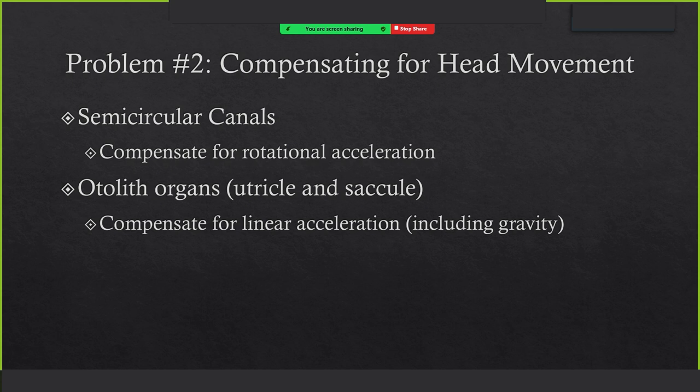So the semicircular canals compensate for rotational acceleration with that lovely inertial mechanism. The ones we didn't discuss are the otolith organs, the ones with the little stones in them. And these compensate for linear accelerations, most notably due to gravity. So these stones are just pulled downward by gravity, and they help you keep a perception of Earth vertical, along with many other things. But I don't have time to talk much about them.